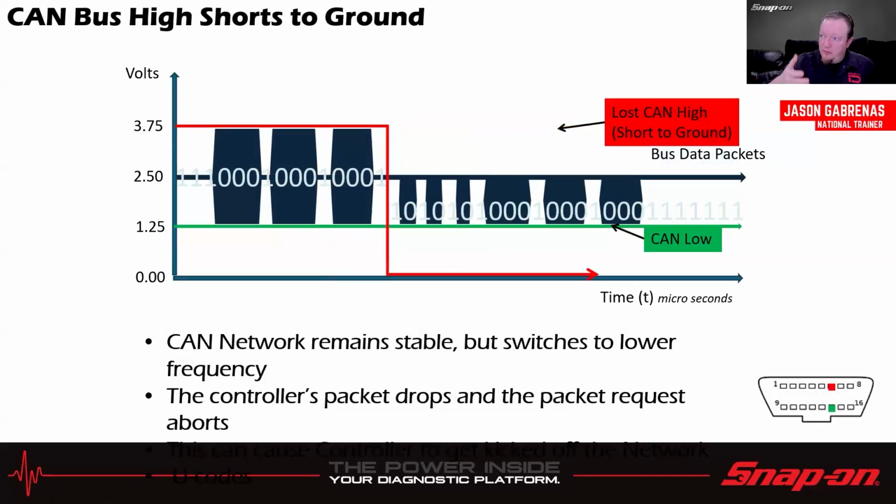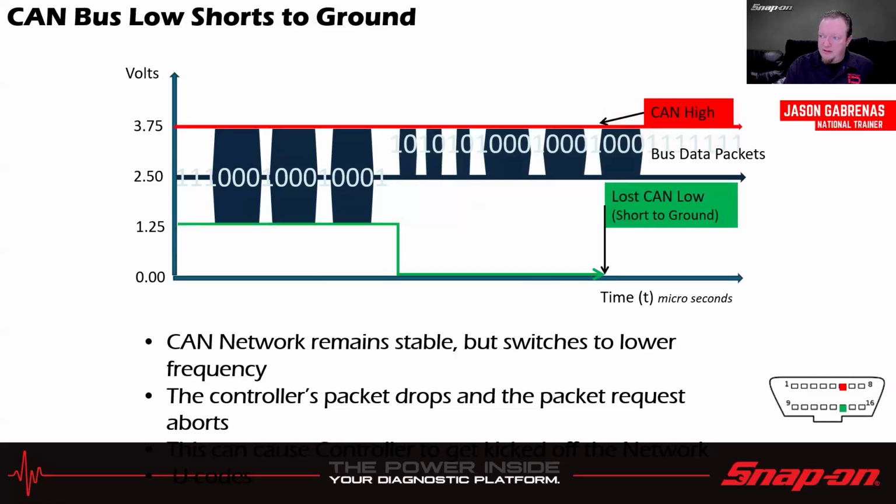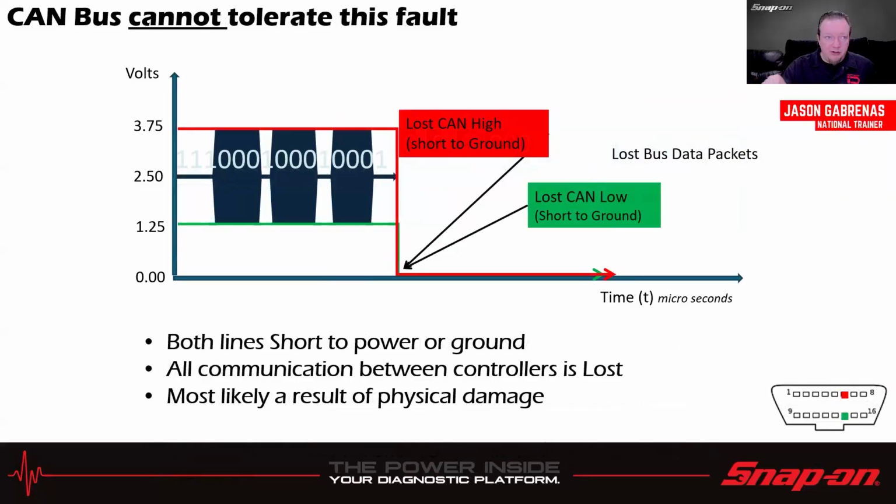If one side gets short to ground, a dead short to ground where nothing's going through, it'll still communicate, but at a lower frequency. Same thing with the low side, same deal. But if both of them are short, probably a break in the line. Probably got cut somewhere. All communication between controllers past that are going to be lost. Most likely a result of physical damage, like it says.